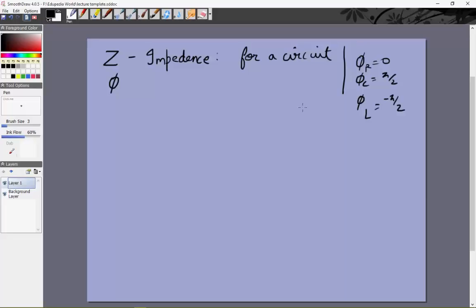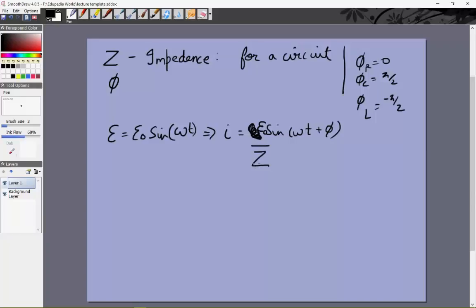So ultimately, earlier our goal was E is equal to E naught sine omega t, which means I is equal to I naught sine omega t plus phi, and we needed to find I naught and phi. Now all we'll do is, instead of I naught, replace it by E naught by Z, and we'll need to find Z. As soon as we find Z, we'll be able to find E naught by Z, which is I naught. So instead of finding the magnitude of current for a circuit, we'll just try to calculate the impedance for the circuit. Once we know the impedance, we'll use this equation to calculate the current.